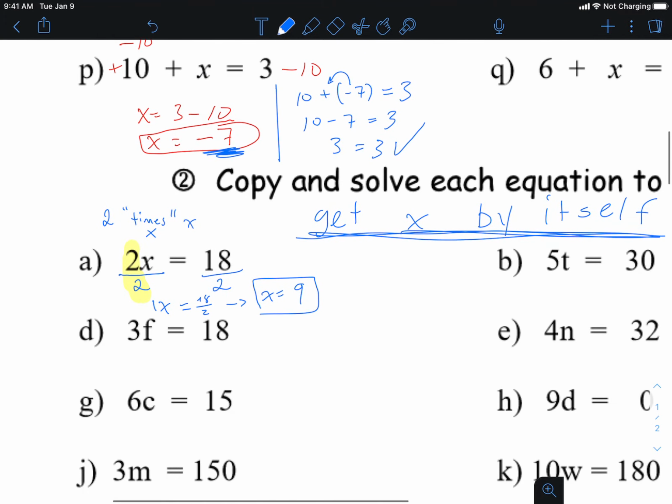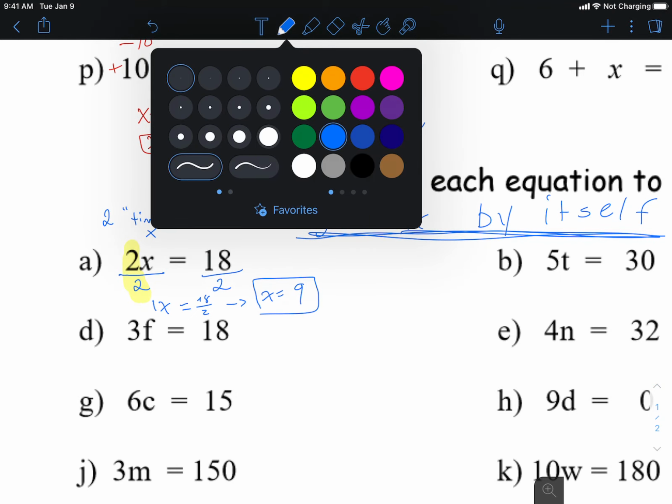What happens if I plug it back in? Wait, all x's equal 9? No, just in this question. Where did it come from? I don't know. Okay? Here. It was so loud I thought it was like in my basket.